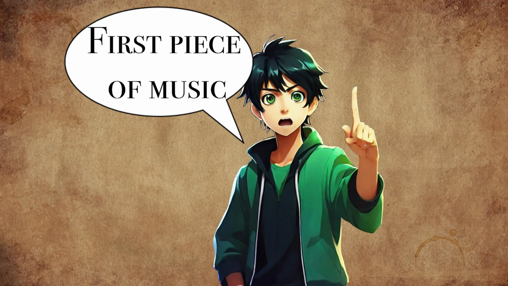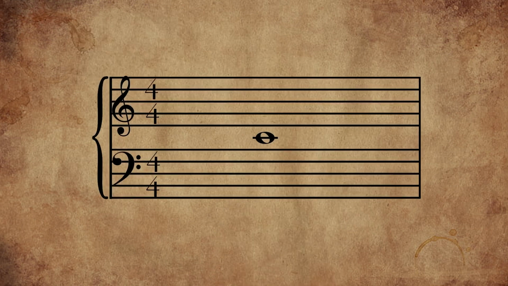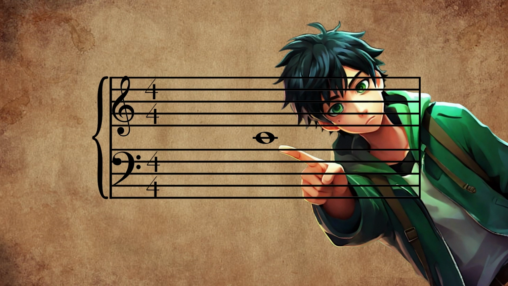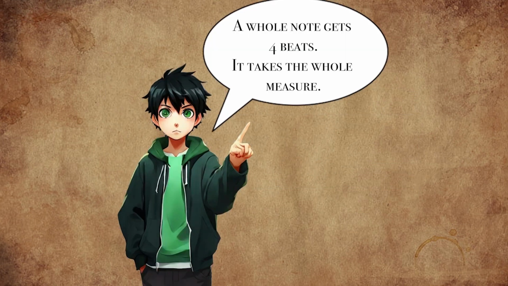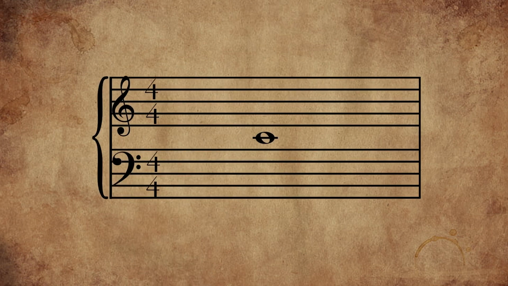Okay, so our very first piece of musical mastery will be this one right here. This little guy is where middle C sits on our grand staff, because remember, he's a divider. He sits between the bass and the treble. Right here, middle C is represented by what's called a whole note. A whole note gets 4 beats because it takes up the whole measure. That means that we will play only 1 note this entire measure. Easy, right?